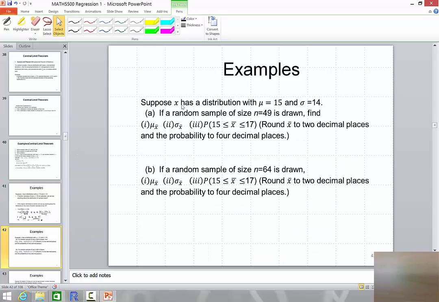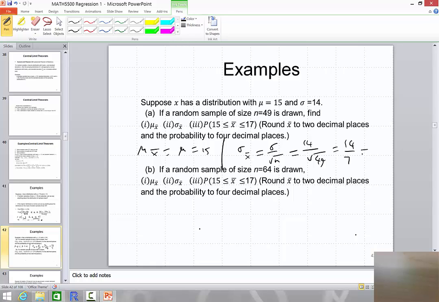Suppose X has a distribution. Again, the distribution of X is unknown. The mean is 15 and the standard deviation is 14. In this case, the sample size is given as 49. What they're asking here is mu X bar. Since the sample size is pretty big, the central limit theorem will work here. So mu X bar is equal to mu, which is 15, that's the answer. And then sigma X bar is equal to sigma divided by the square root of n. Sigma is 14, the square root of 49 is 7, so it is equal to 2.